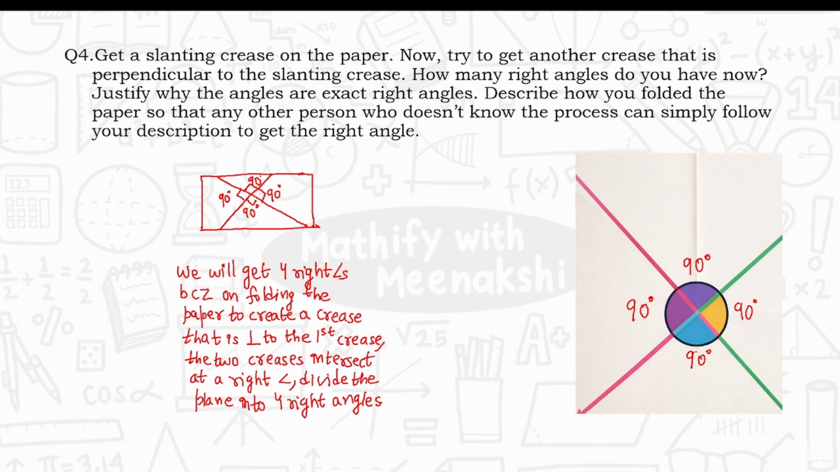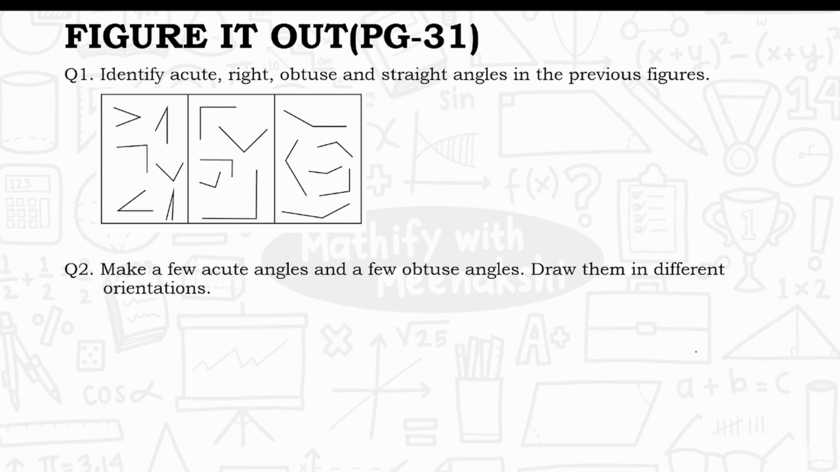Now let's move to the next figure it out. That's on page number 31. First question, identify acute, right, obtuse and straight angles in the previous figures. So how you can identify, I have attached the picture for you. This is acute. Yes, these are acute angles. If you use your protractor, you will see all the angles are less than 90.